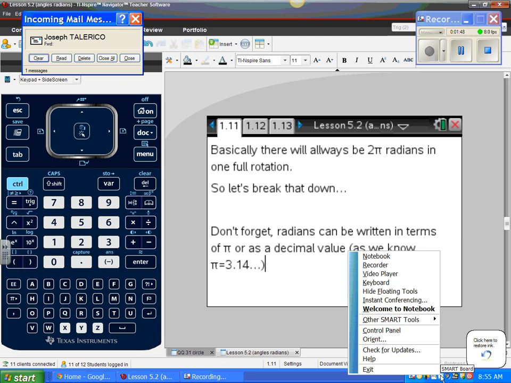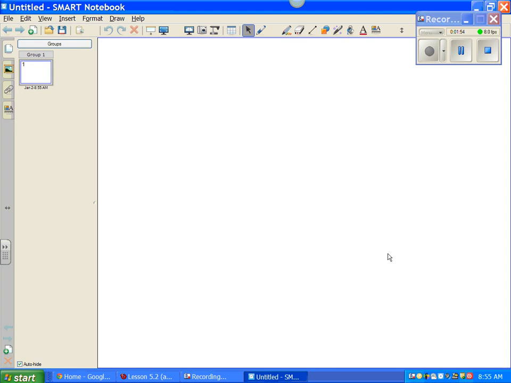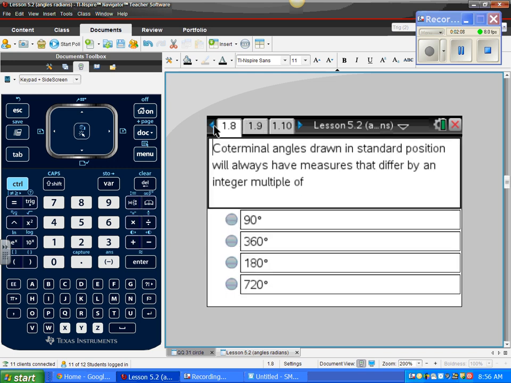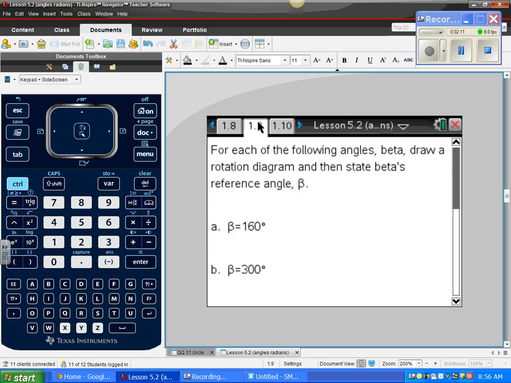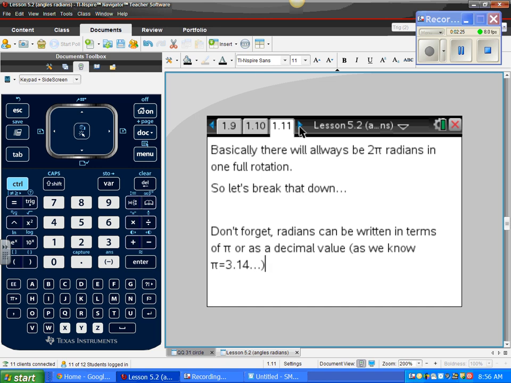Okay, so let's backtrack because, whoops, we're going to pretend that we didn't do this. All right, so we're going back. Theta, that's a theta. Okay. We're all the way back on 1.8. That's not even humanly possible. We did reference angles because you had a quiz on reference angles. Okay, so I guess we're just going to start talking about radians then. How about that?